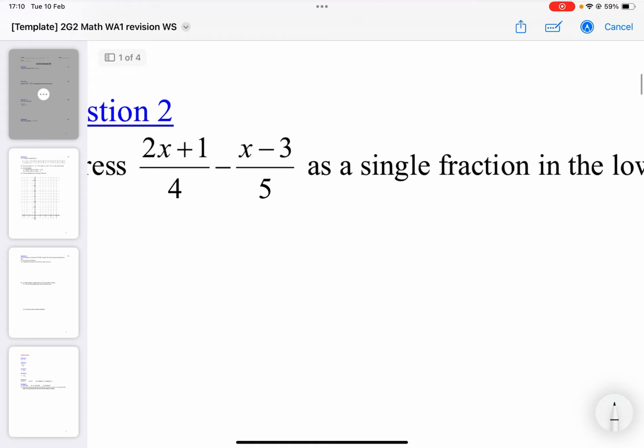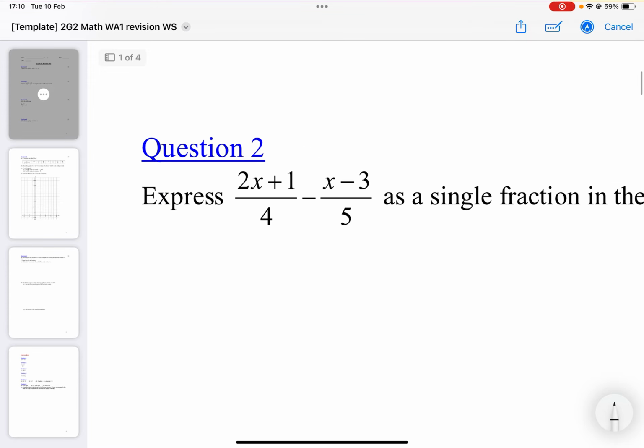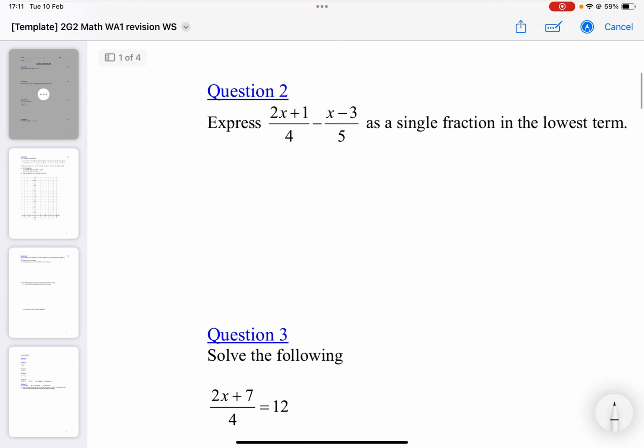Okay, question 2, express this as a single fraction. If you look at the big picture, it is actually a fraction minus a fraction. Just like that. They are not asking you to find out what is the value of x. You just need to take one fraction minus another fraction. So in primary school, when you take one fraction minus another fraction, you'll end up with another fraction. So your answer will be a fraction, just a simplified one of these two fractions.